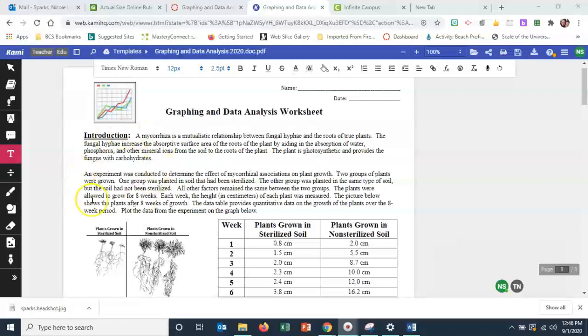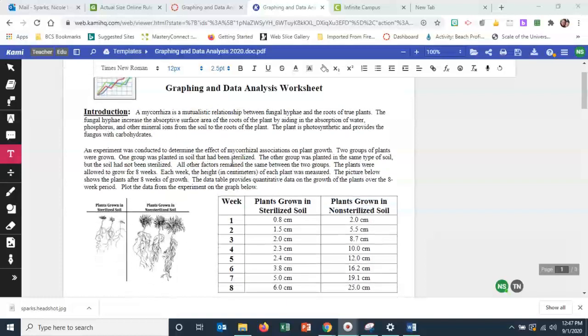In this exercise, you can see they're talking about the relationship between fungal hypha and the roots of a true plant. It's a mutualistic relationship, which means that they are both benefiting from each other. The fungal hypha has a benefit to the roots of the plants, and the roots of the plants provide a benefit to the fungal hypha. That's what this is talking about right here.